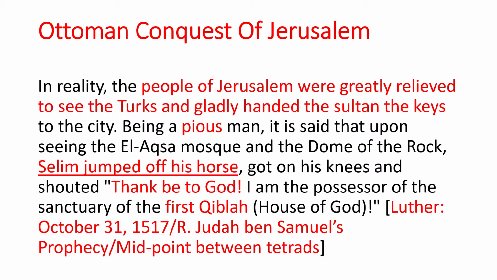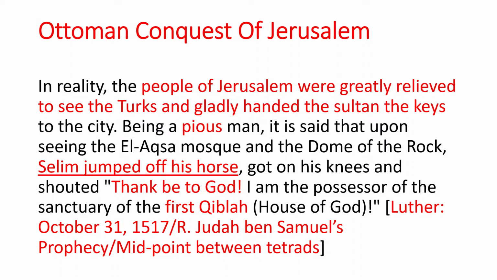Continuing on, in reality, the people of Jerusalem were greatly relieved to see the Turks and gladly handed over the keys of the city to the Sultan. Being a pious man, it was said that upon seeing the Al-Aqsa Mosque and the Dome of the Rock, Salim jumped off his horse, got on his knees, and walked. And he said, "Thanks be to God, I am the possessor of the sanctuary of the first Qibla, the house of God."